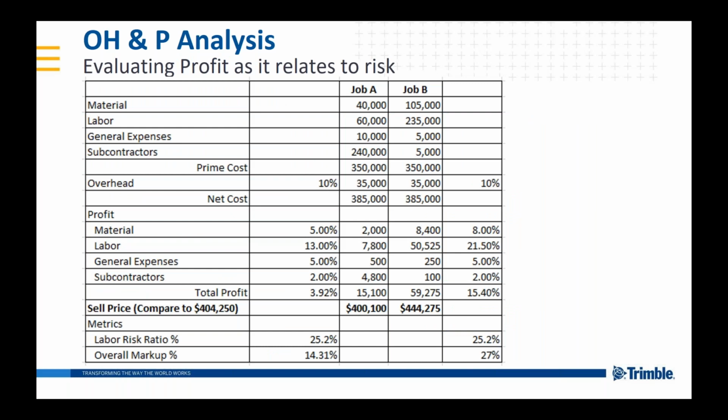So send us your email address, and I'll send you this little spreadsheet that's associated with this slide, and it has a calculation in it. But that labor risk ratio right here of 25.2% is the total profit of 15,100 divided by my labor 60,000. That's what makes that 25% number. So anybody that would like to have the spreadsheet associated with this, I'd be glad to give it to you. Just let us know through the chat there. Yeah, it looks like we got one request already for that, so perfect.